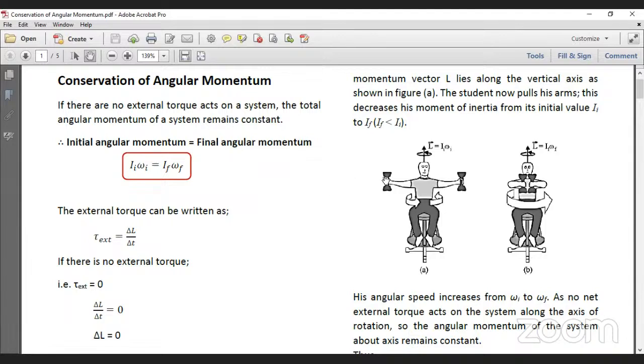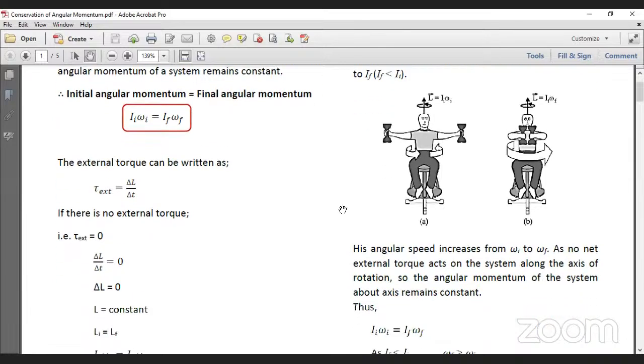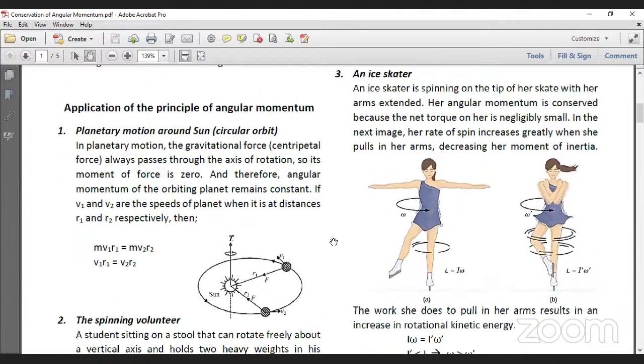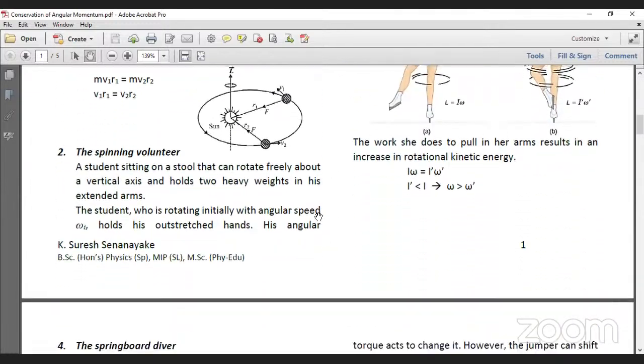This is the theory part, which we already discussed, and this application, the planetary motion application, we also discussed. The other one is just explaining.